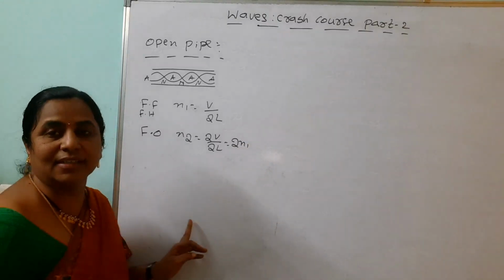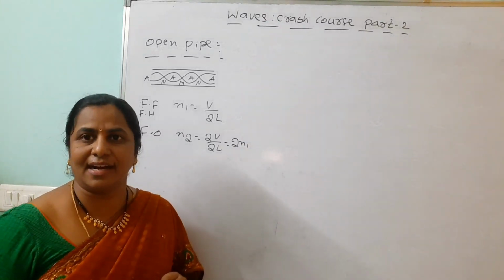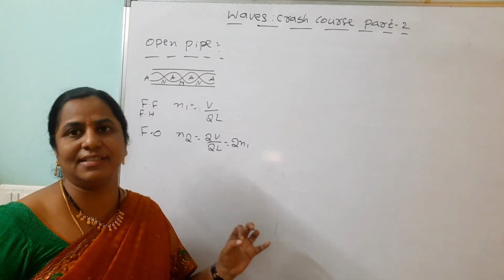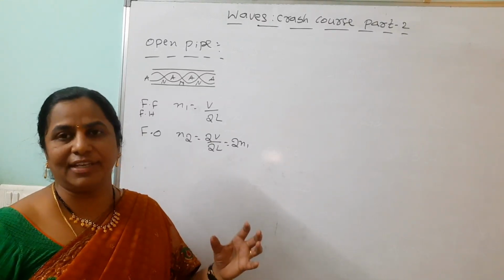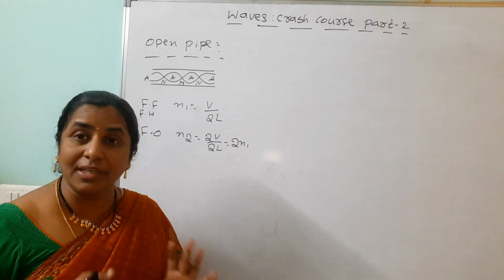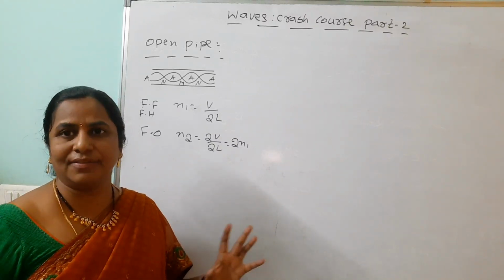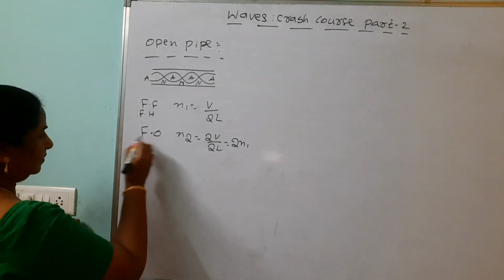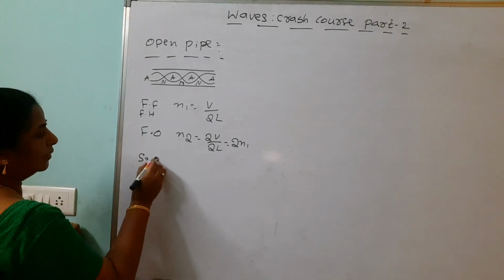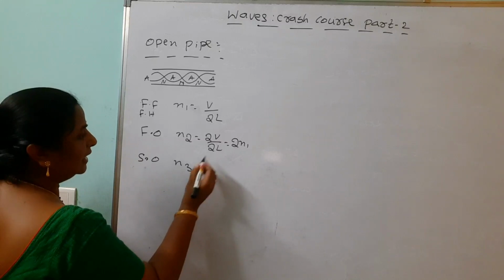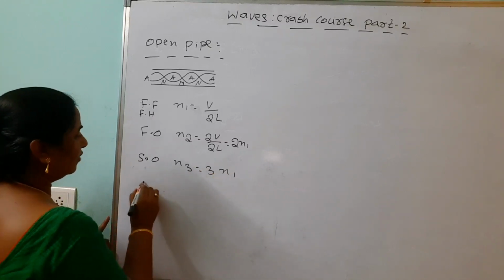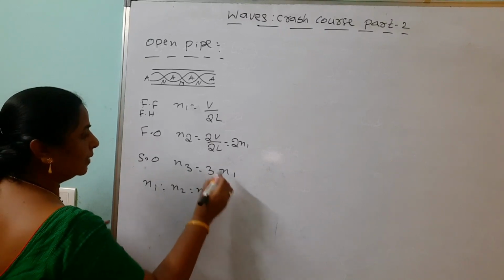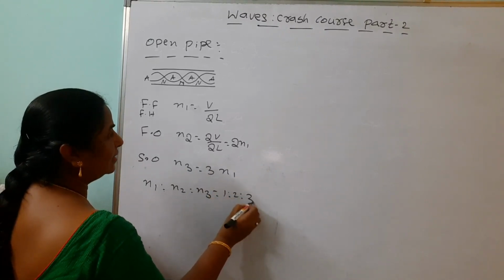So don't think that here, instead of V, we should write under root T by mu. Whenever a string is involved, instead of V we can use under root T by mu. Only here air is trapped, that's why there is no need of taking under root T by mu instead of V. Then the second overtone N3 equals 3 times N1. So finally the ratio N1 : N2 : N3 is how much? 1 : 2 : 3.